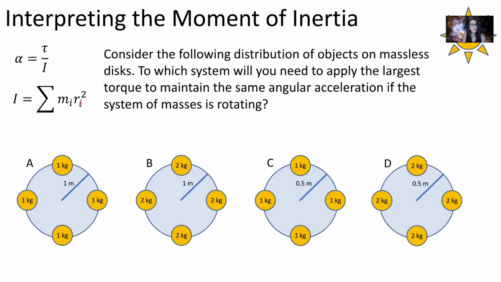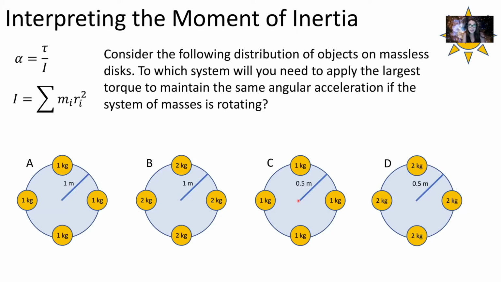So, okay, well, which system will you need to apply the largest torque if their angular acceleration is the same? So remember, torque is equal to moment of inertia times angular acceleration. So to figure out which system you need to apply the largest torque to keep the same angular acceleration, you're going to have to figure out which system essentially has the largest moment of inertia. If angular acceleration is the same for all of these objects, the object that you're going to have to apply the largest torque to maintain that same angular acceleration is the object that has the largest moment of inertia. So essentially I'm asking you, to which system will you need to apply the largest torque to keep the same angular acceleration? That's also the system that has the largest moment of inertia.